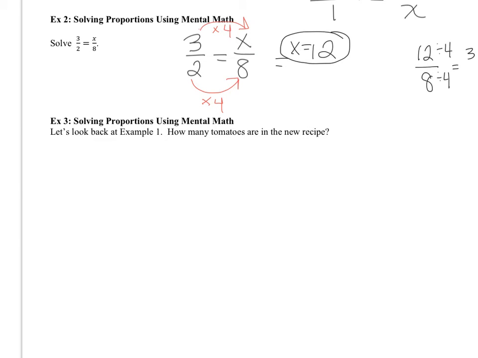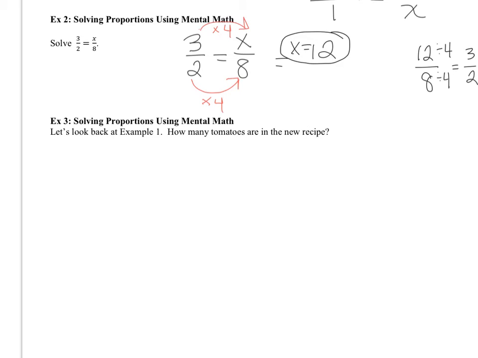12 divided by 4 is 3, 8 divided by 4 is 2, which gives me the same ratio that's listed on the left-hand side. Since those match, and we know that these two ratios have to be equal, I know that 12 is the correct answer. So x equals 12. That's what I'm talking about, solving proportions using mental math. You still have to write down this whole arrow with the multiplying by 4. That's part of showing your work.